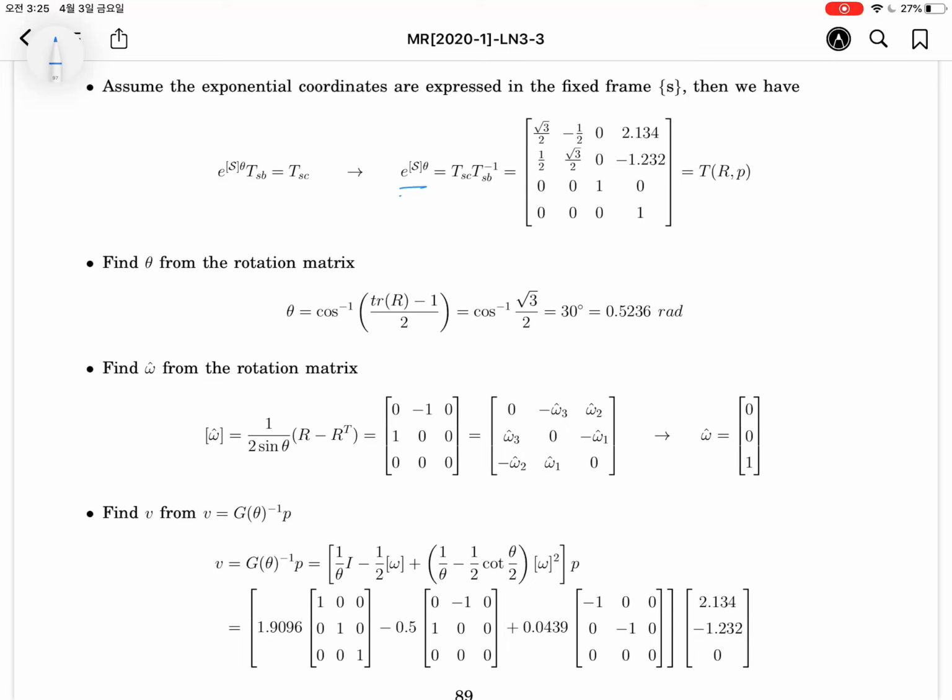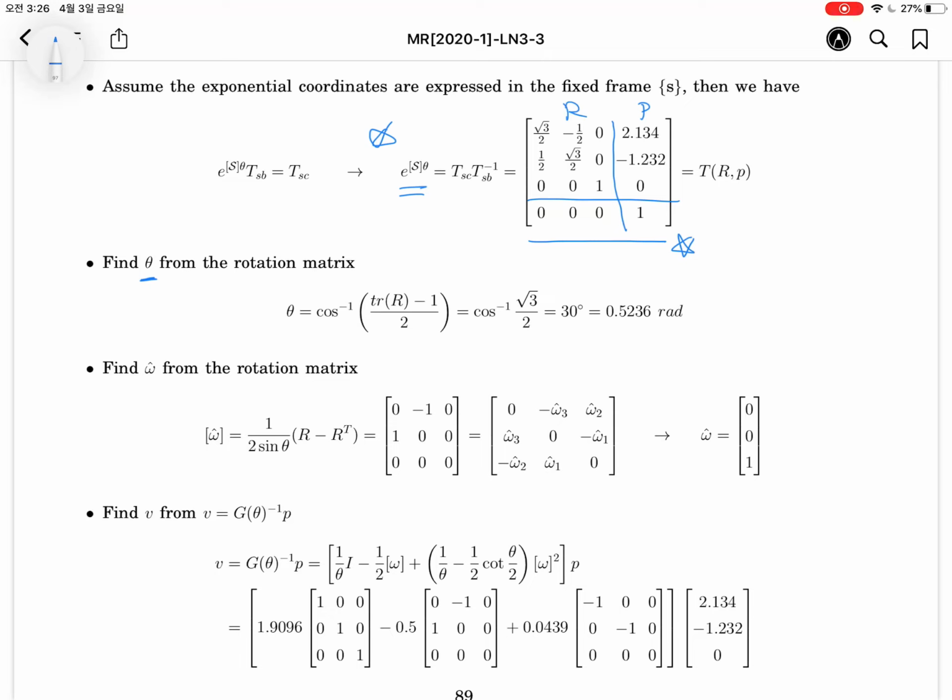So e^[S]theta is calculated using MATLAB. We can get this equation. Here, this is the R, this is the p. Okay. From the exponential coordinate, the exponential transform, we can extract the matrix logarithm first.